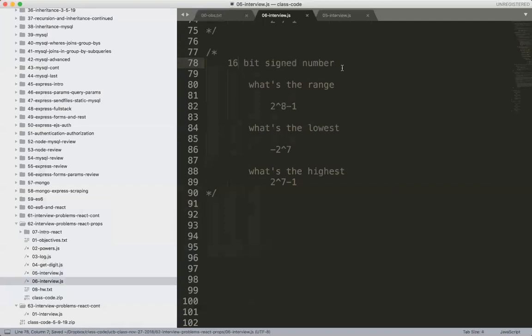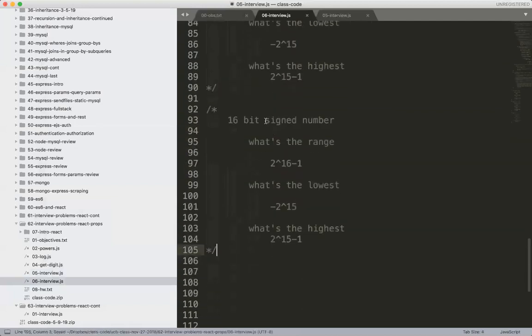We'll do a 16-bit signed number. What's the range going to be? Good. Excellent. And then what's the lowest it can be? Yep, negative 2 to the 15th. And what's the highest it can be? Excellent. All right, we'll do another one, but we'll do unsigned this time. So it's forced: the lowest it can be is 0. The highest it can be is something. What's the range on a 16-bit unsigned number?